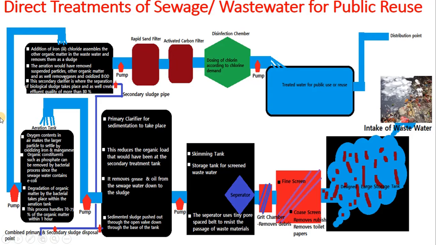Thereafter, the water is pumped into this secondary treatment tank. From this secondary treatment tank, chemicals such as iron trichloride are added. This iron trichloride serves as a coagulant. It will assemble other organic matter in the wastewater and remove them as sludge. This tank would have removed suspended particles, other organic matter, and as well removed dissolved gases and oxidized biochemical oxygen demand.